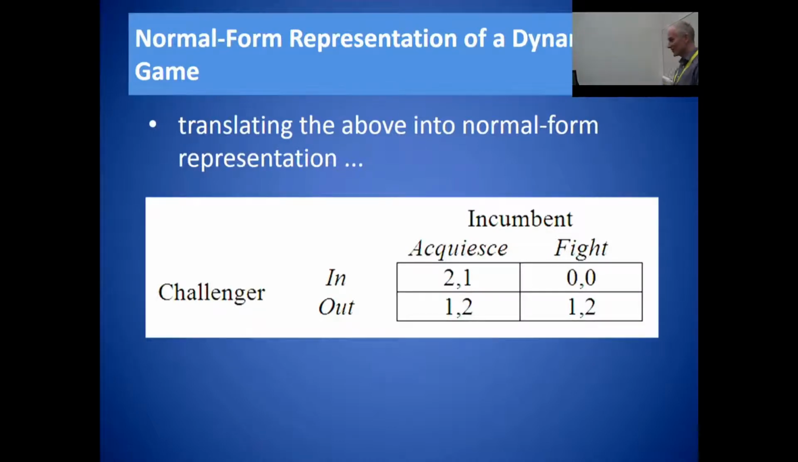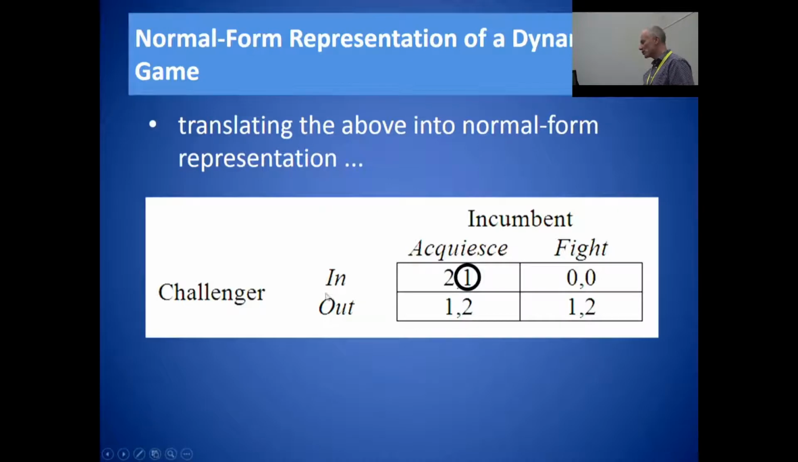If the challenger chooses in, the incumbent firm, if it acquiesces, gets a payoff of 1. If it chooses to fight, it gets a payoff of 0. And so, the optimal response is to acquiesce. 1 is preferred to 0.